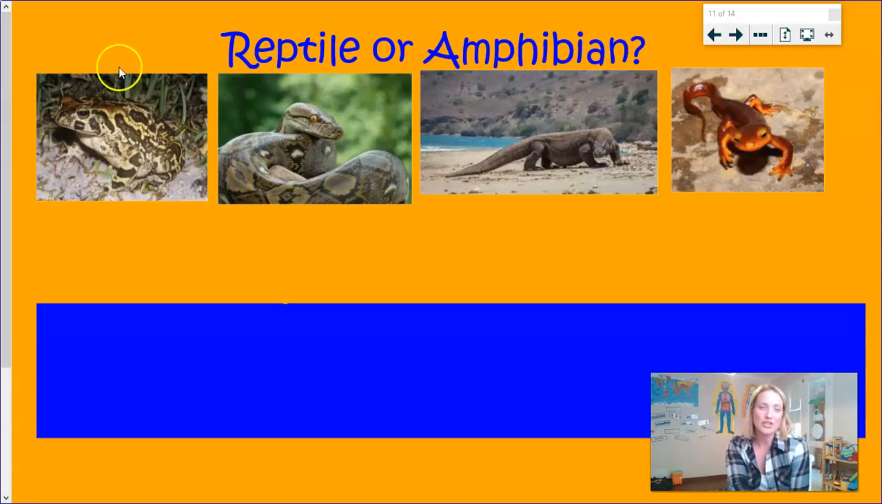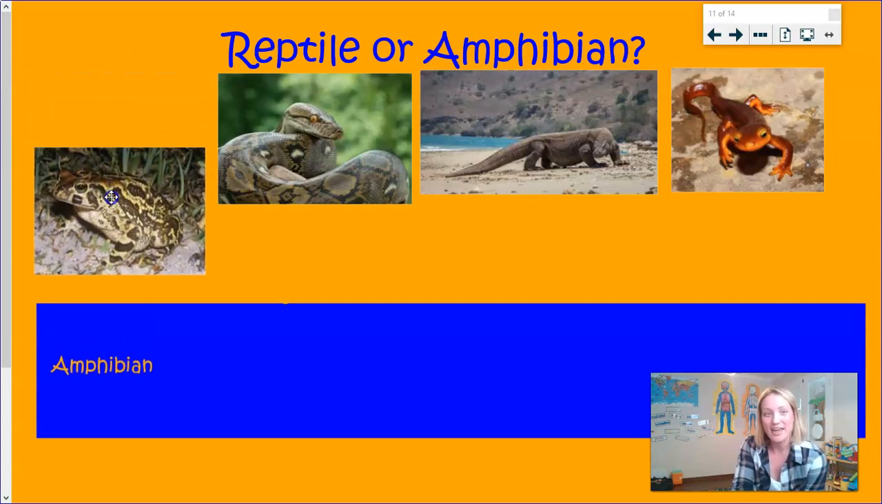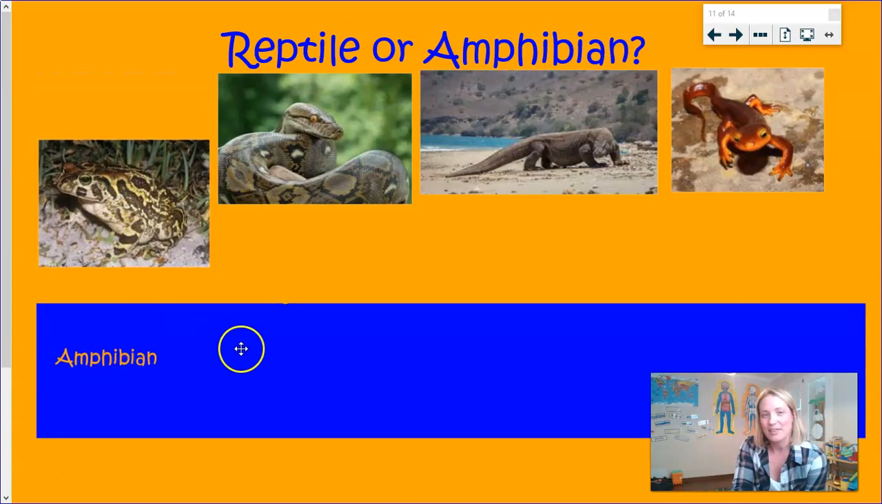Up here on the top we have a leopard toad. They are an amphibian. They are born, can't really say born, I suppose. If they come out of eggs, hatched is a better word. So they hatch out of water, eggs underwater, and start their lives as tadpoles.